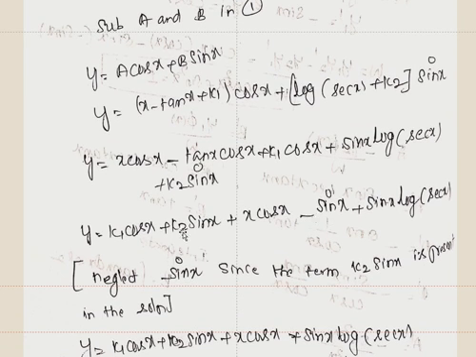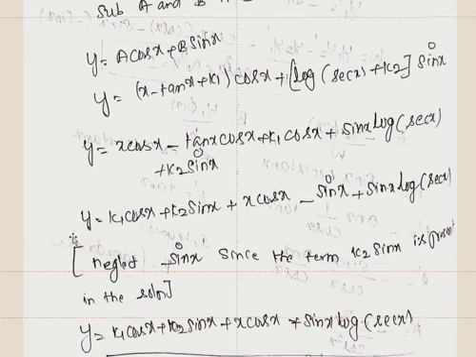We can take k2 is equal to minus 1, then these two are the same. That's why we neglect the term minus sin x, because k2 into sin x is already present in the solution. Therefore y is equal to k1 into cos x plus k2 into sin x plus x into cos x plus sin x into log of secant x. This is the general solution of the given differential equation.